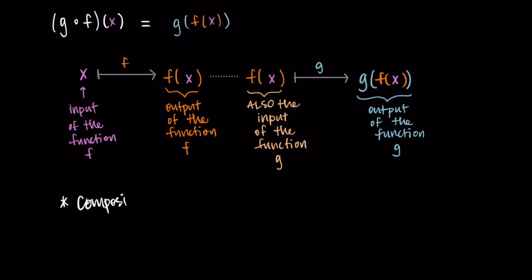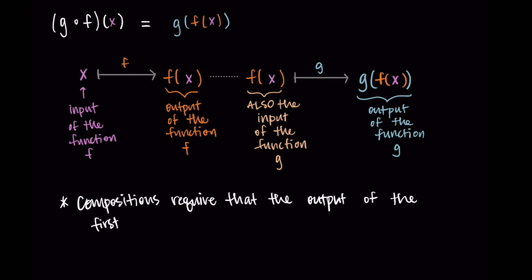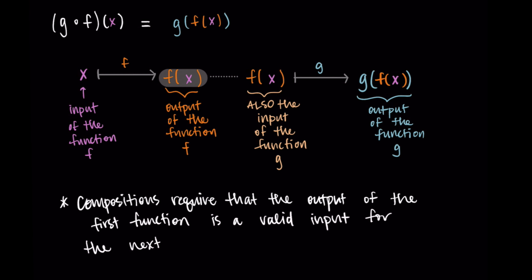So an important thing to note here is that compositions require that the output of the first function is a valid input for the next function. So that output we got, that f of x, it has to be a valid input for the next function. You might get an output that actually isn't in the domain of g, so we couldn't input it. So that's just an important nuance here, that we need this quality where the outputs of the first function are valid inputs to the second function.